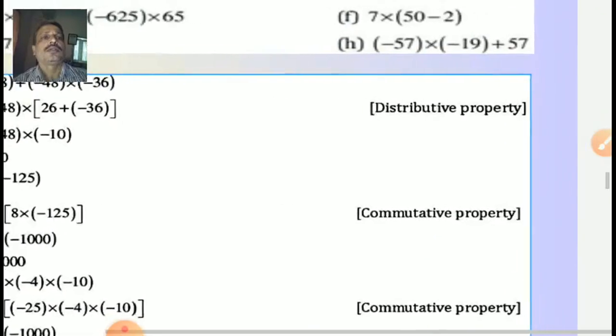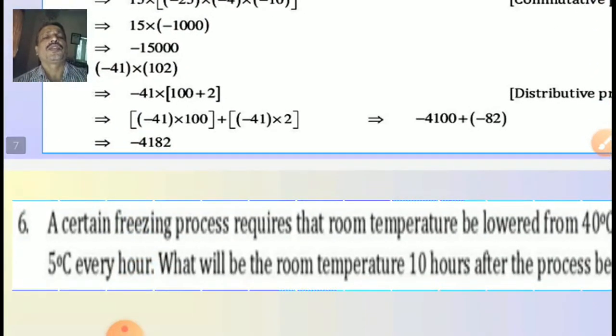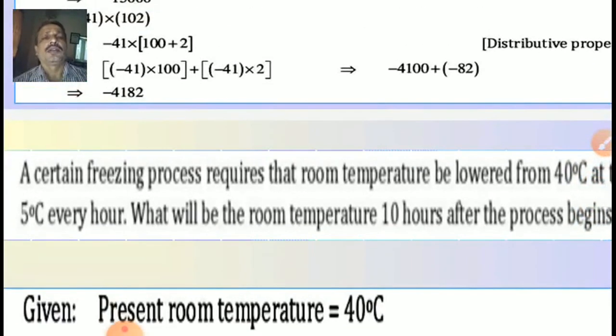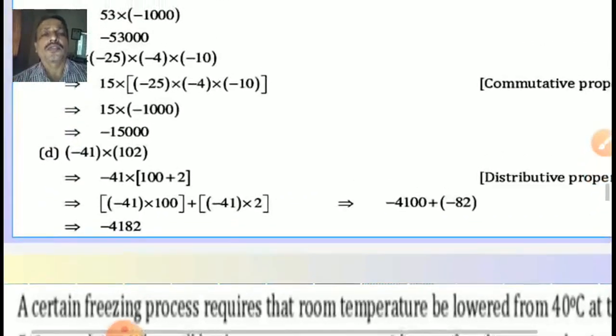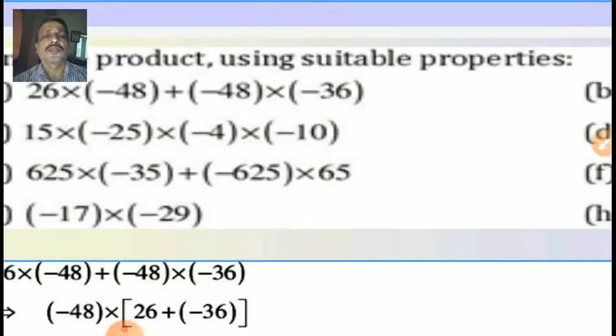Understood? Yes. Okay. Now question number 6 is here. The remaining questions you can try to find out yourself. It is an easy one. Don't worry about this one also.